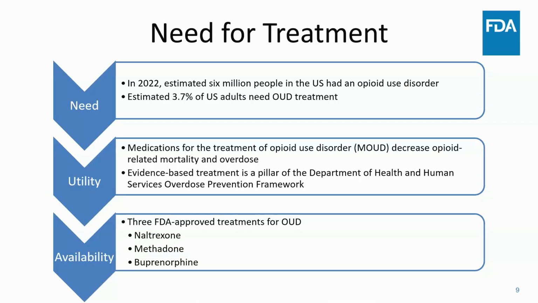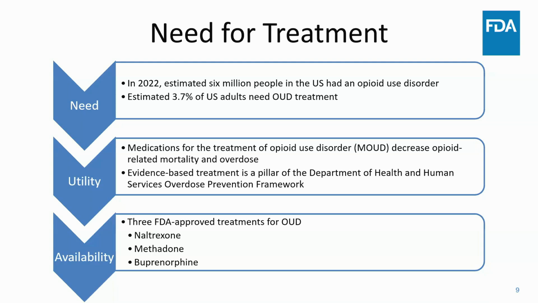Okay, so moving on, the good news in all of this is that there are treatments available for OUD. There's plenty of studies out there that show that MOUD, and that's medication for opioid use disorder, has been shown to decrease opioid-related mortality. And I want to mention that Health and Human Services, our parent department, and I think all of us here at FDA would agree that evidence-based treatment is indeed a pillar of the overdose prevention framework. There are 3 FDA-approved medicines used to treat OUD.